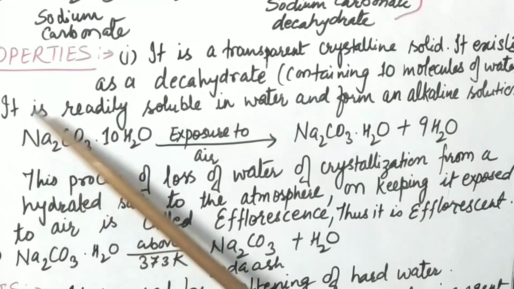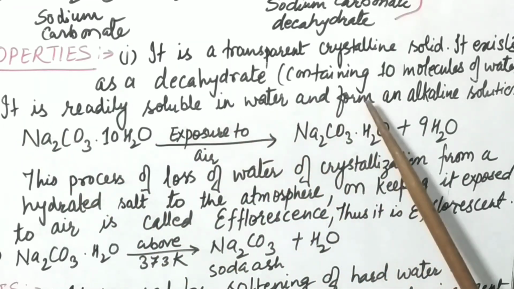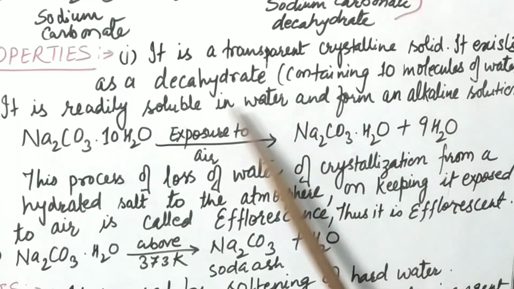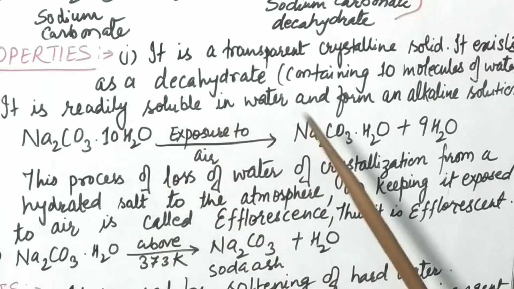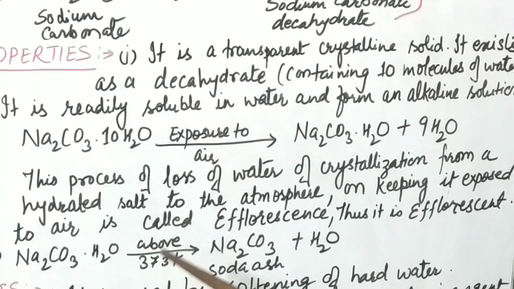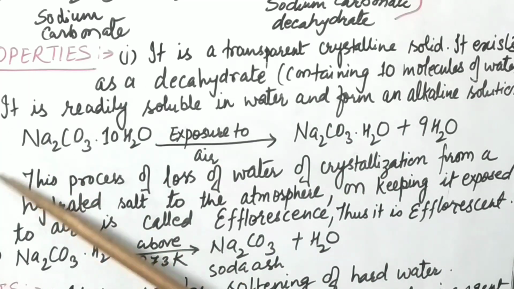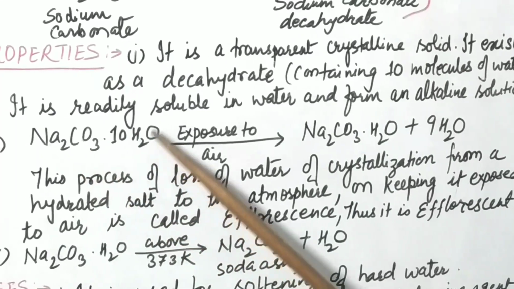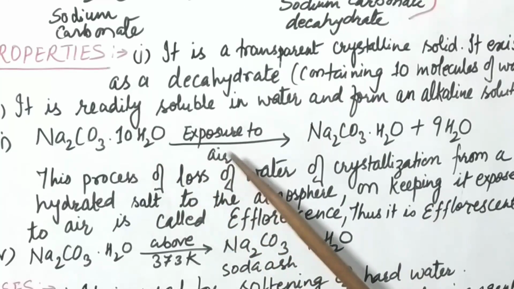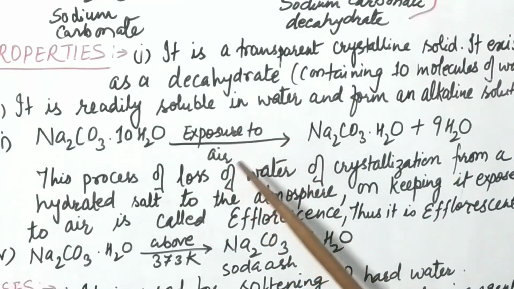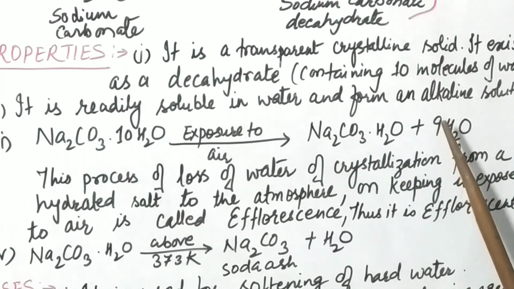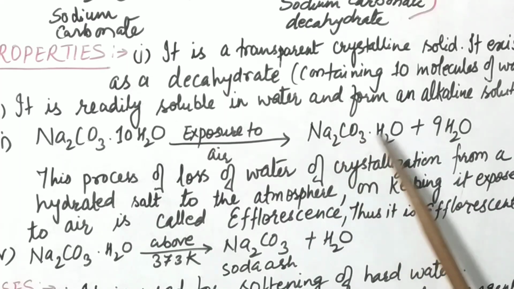Next, it is readily soluble in water and forms an alkaline solution. Alkaline solution means when you add it to water it will form a basic solution, means the pH value will be more than 7. Now the third point is very important. Whenever this washing soda is exposed to air, what will happen? It will liberate 9 molecules of water and only 1 molecule will remain attached to it.